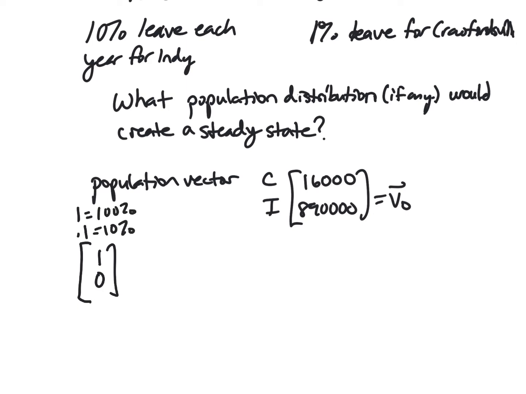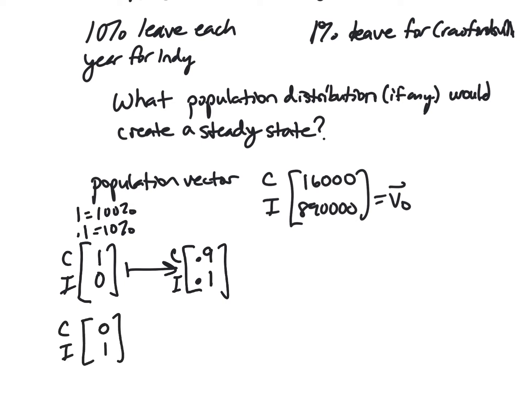So if everyone is in Crawfordsville, then where does this basis vector 1, 0 go? Well, we know that 10% leave, so 90% remain, so 0.9, and then 0.1 are in Indy now, right? So this is Crawfordsville, this is Indy. On the other hand, if you have 0, 1, if everyone is in Indianapolis to start, only 0.01 will leave, because 1% will leave, and so we'll get 0.01 in Crawfordsville and have 0.99 remaining in Indianapolis.